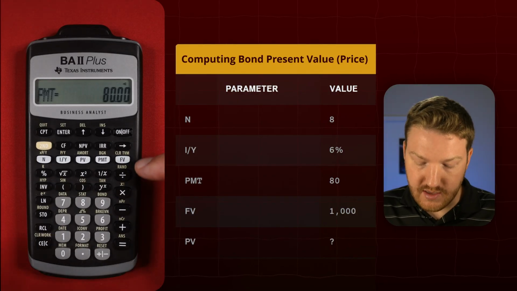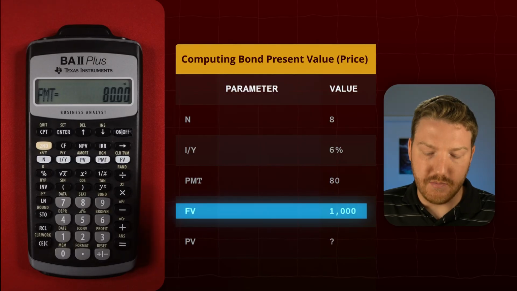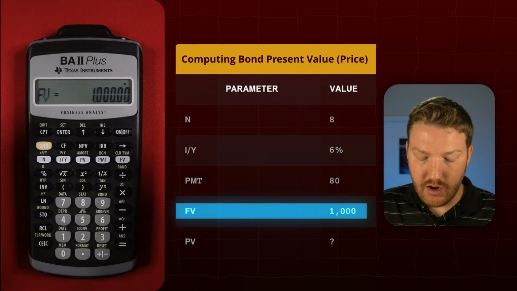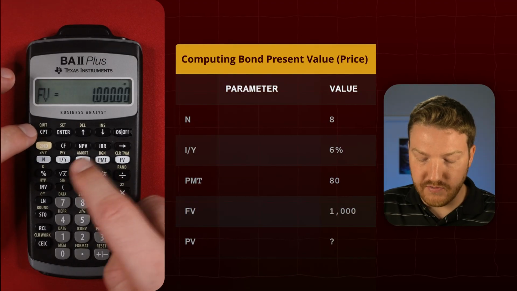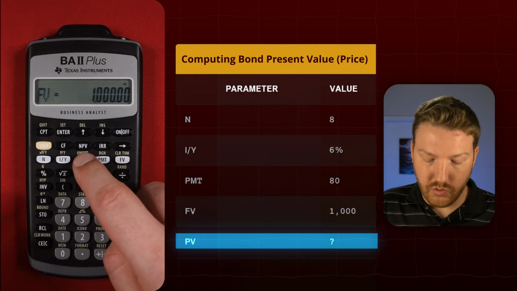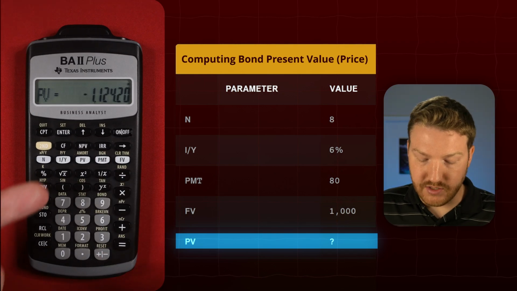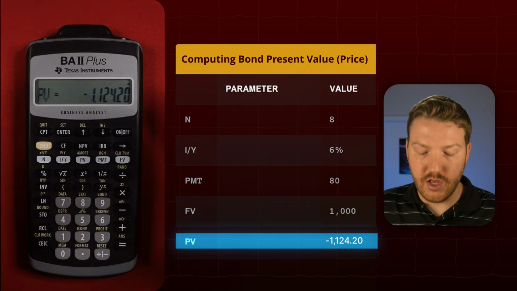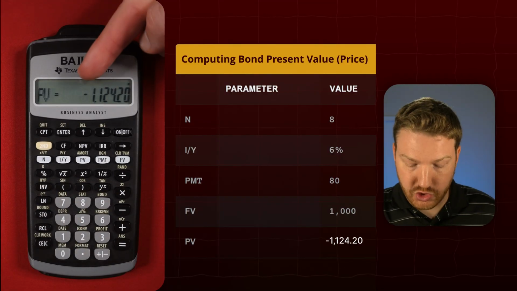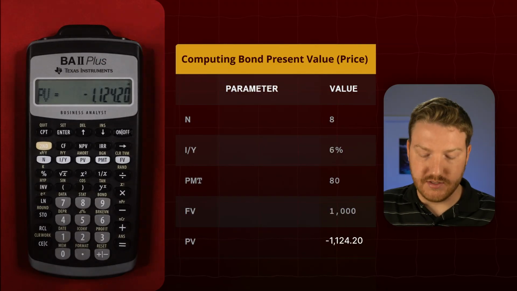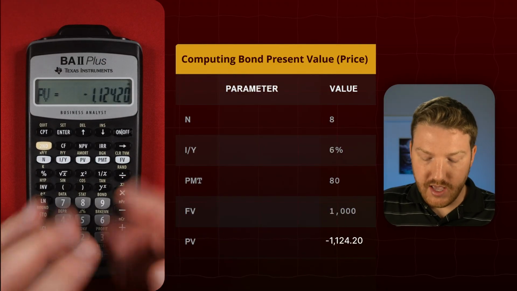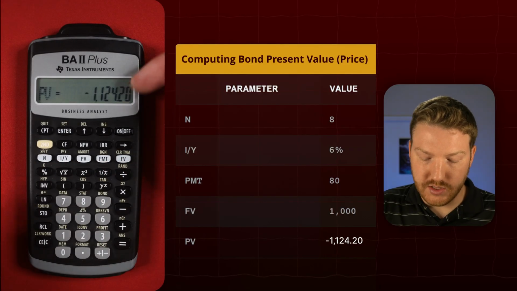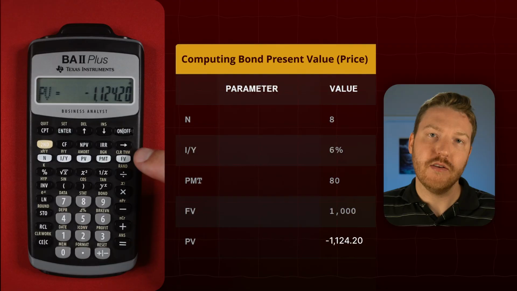So let's say the future value or the notional that the bond pays at the very end of its life is 1,000. So 1,000 FV. Now we can just compute for present value, and present value should be greater than the future value. So we'll do compute and then present value, and we get negative $1,124.20. So we would have to pay that much today to buy this bond. That negative represents the cash outflow. And because we're getting a greater payment or coupon rate than the interest rate, we better pay more today than the balloon payment at the end for the future value.